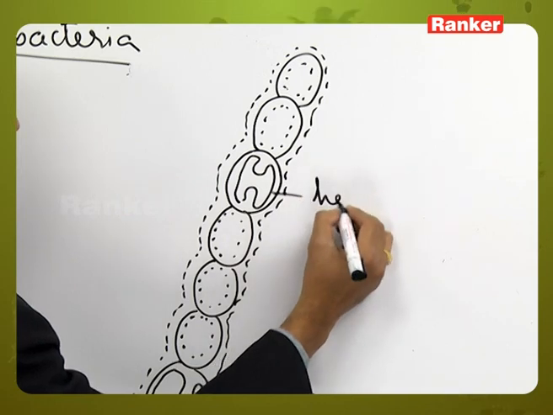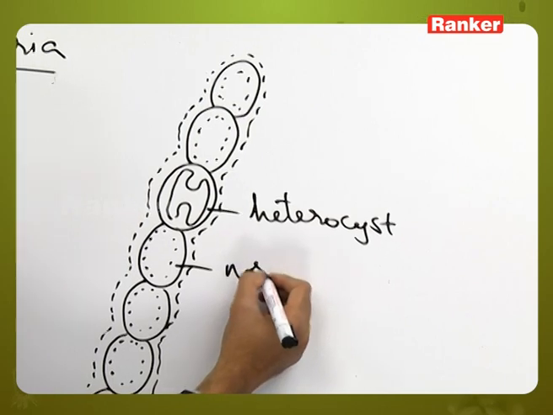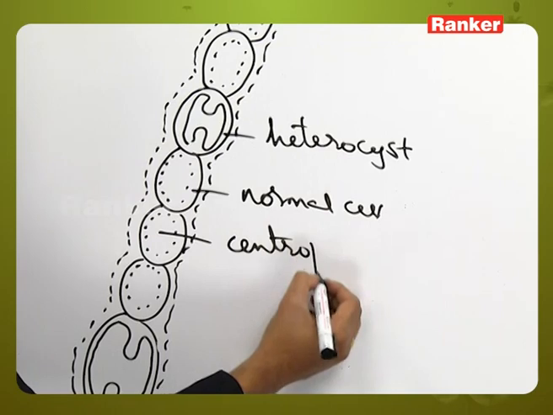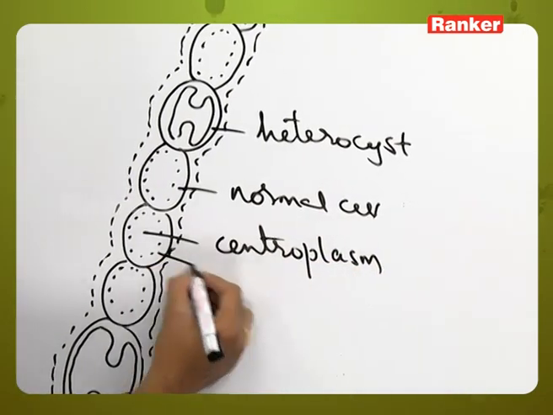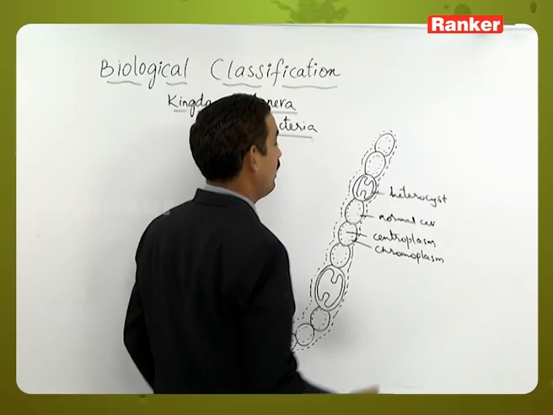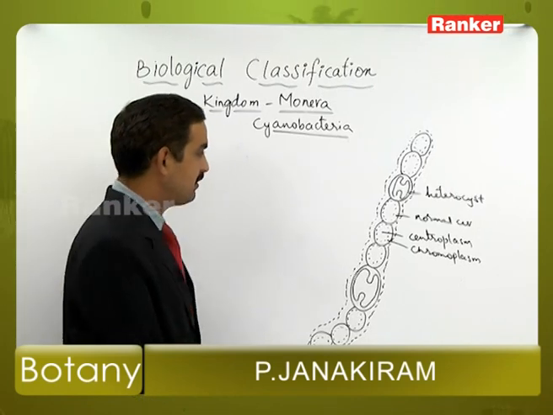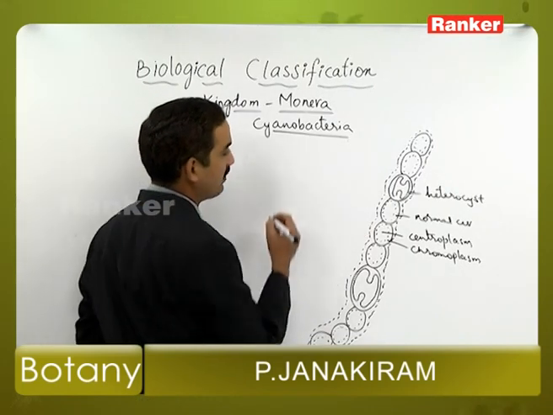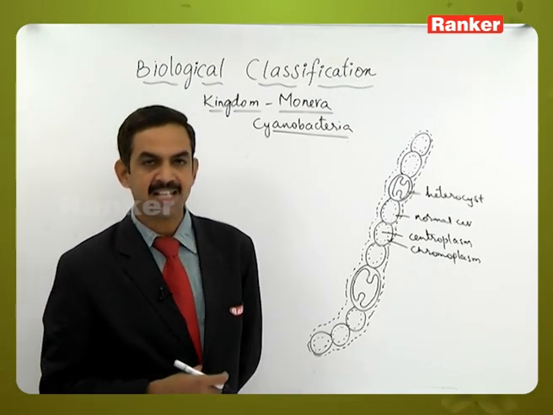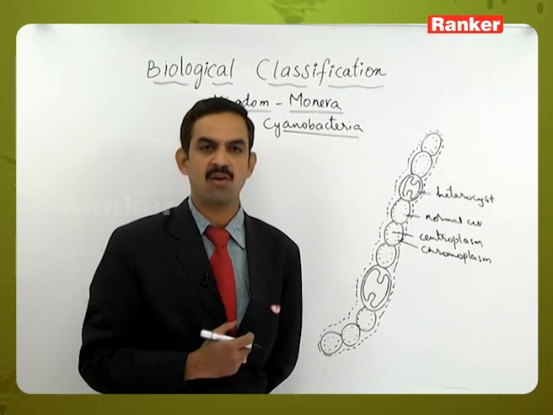So this is a heterocyst cell, and these are the normal cells with centroplasm and peripheral chromoplasm. If the heterocystous forms are there, these heterocystous forms will take up the function of nitrogen fixation. Actually, in the bacteria, they have leghemoglobin which will protect the nitrogenase enzyme from the high concentration of oxygen.